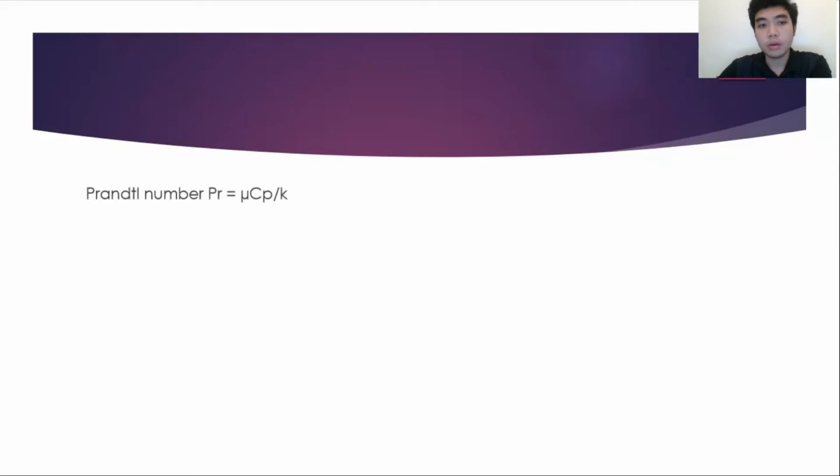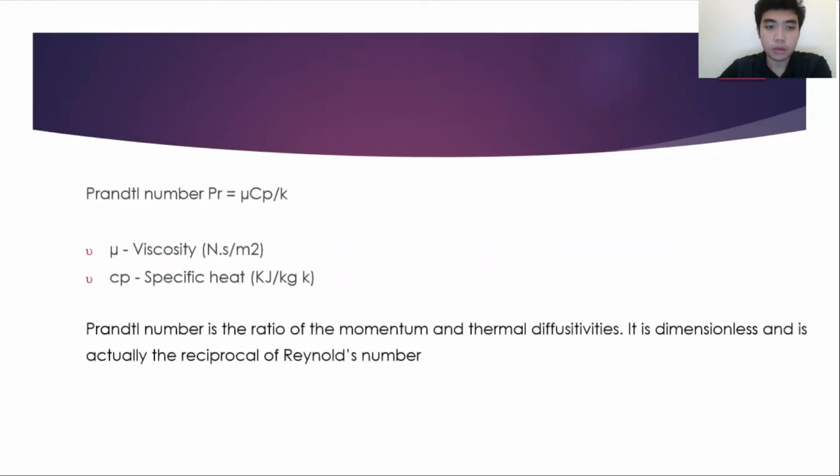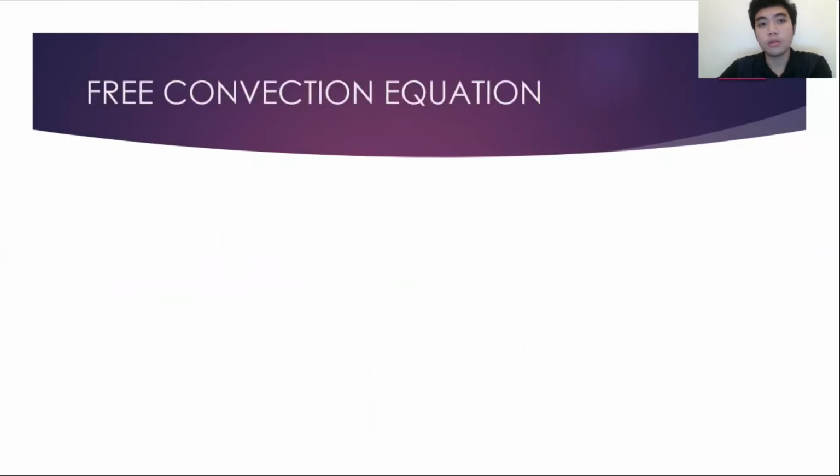The Prandtl number, Pr = μCp/k. Cp is specific heat and μ is viscosity. The Prandtl number is the ratio of the momentum and thermal diffusivities. It is dimensionless. So this is the equation used for free convection.